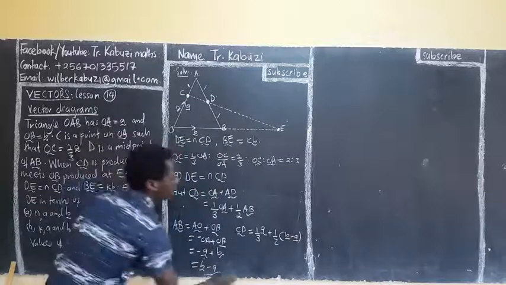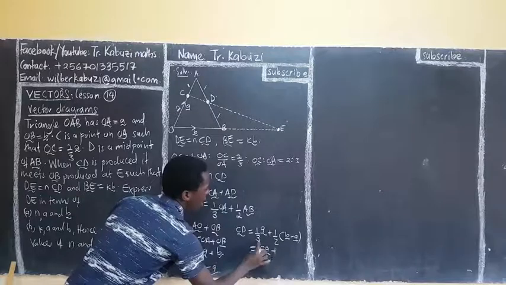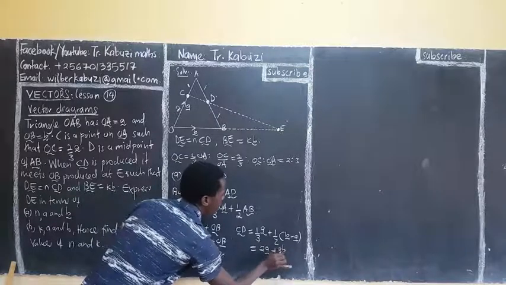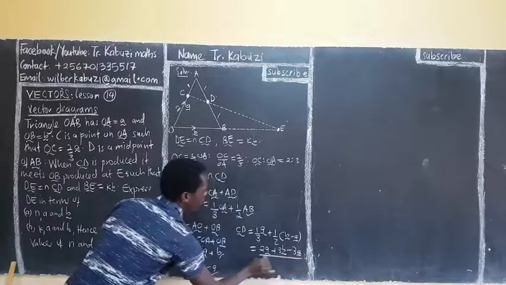Can you get the LCM? The LCM is going to be 6. So 2a plus 3b, then negative 3a, all over the LCM, which is 6.